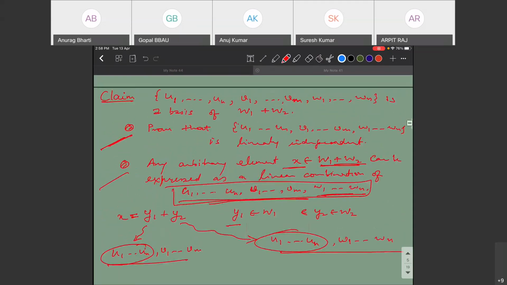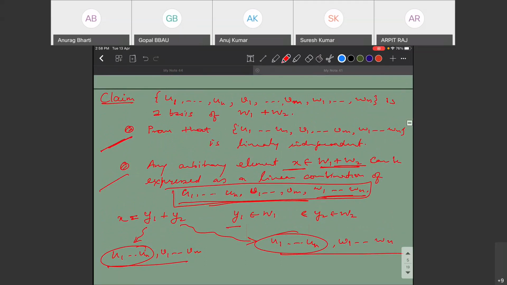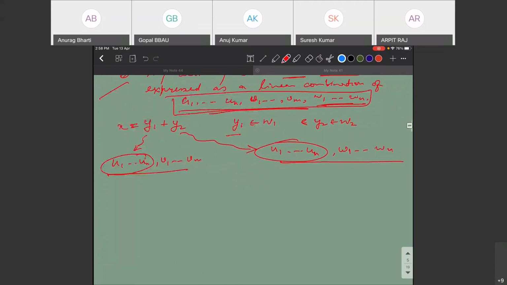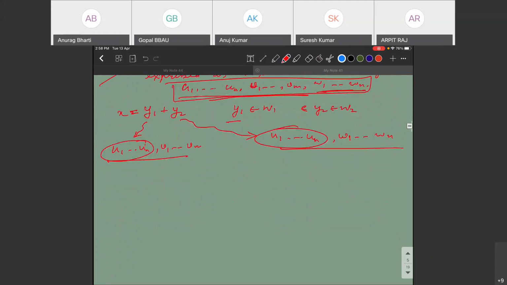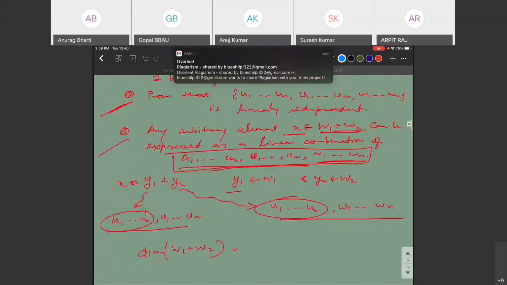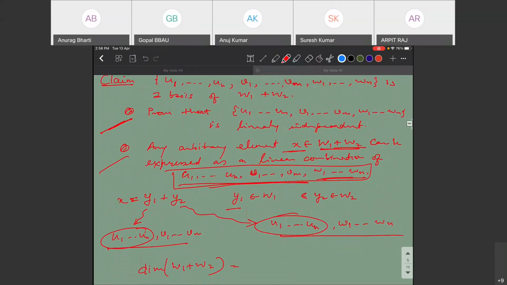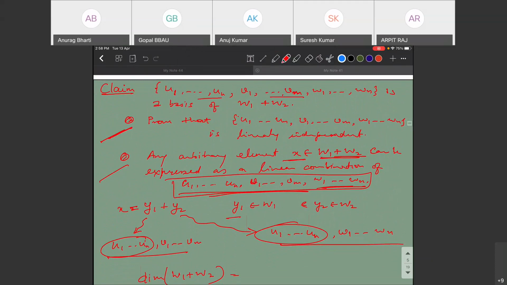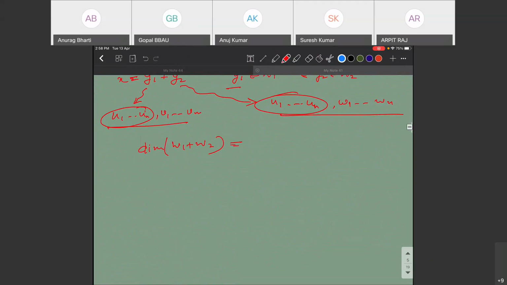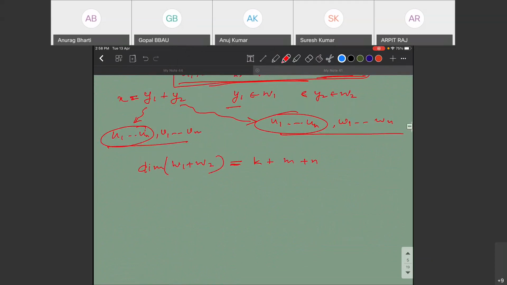Having proved the two things, our claim is true that the set u1 to uk, v1 to vm, w1 to wn is a basis. So from here, this is the basis of W1 plus W2. This means the dimension of W1 plus W2 is the total number of elements, k plus m plus n. Do you see this?